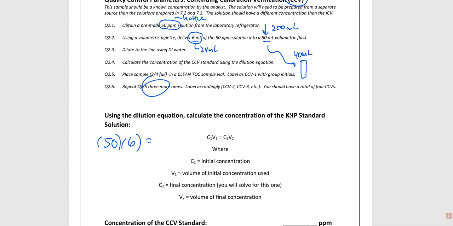And then I need to calculate the new concentration of what I'm making if I go to a total volume of 50. All right, so just as before, I'm going to take 50 times 6, hit enter, get a number, and then I'm going to divide by 50. And then whatever value that is, that's the value that goes onto the blank right there.